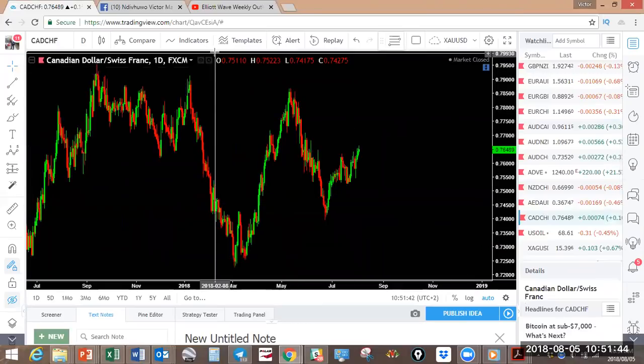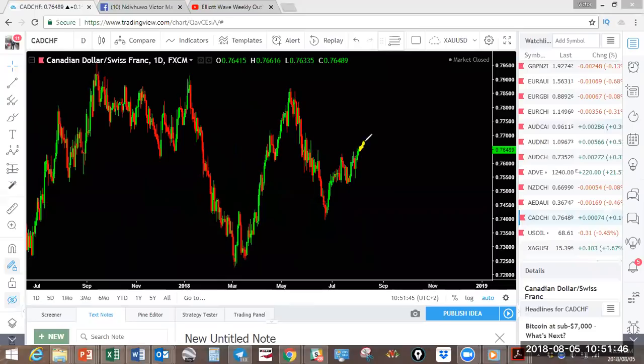CADCHF possibly push a little bit higher here because it has made 1, 2, 3 waves to the upside. Even a three-wave move could be on the cards to come and retest this level here. Okay, but at the same time, there's a possibility that this can just do that here and give you another three-wave move before we drop back to this level.